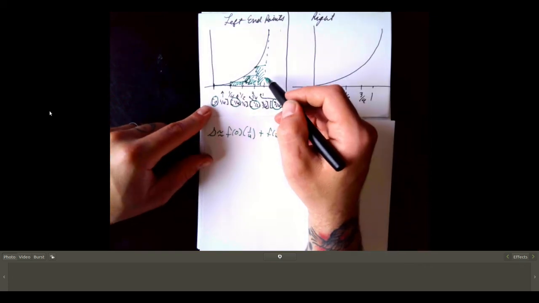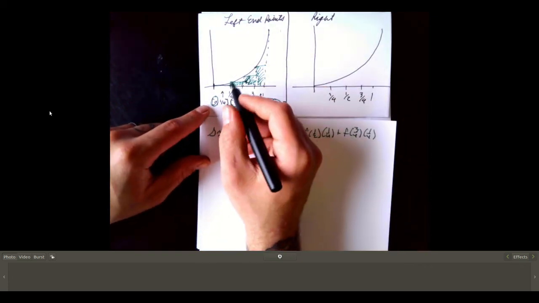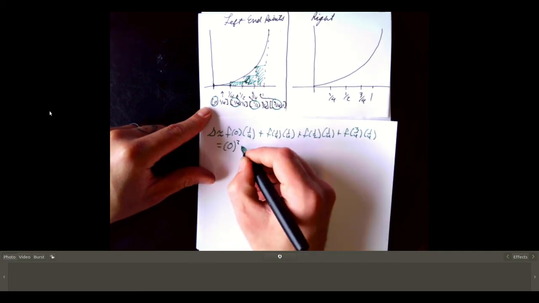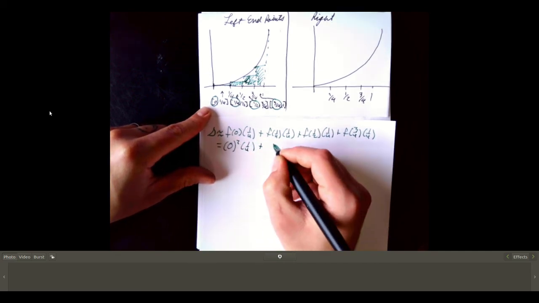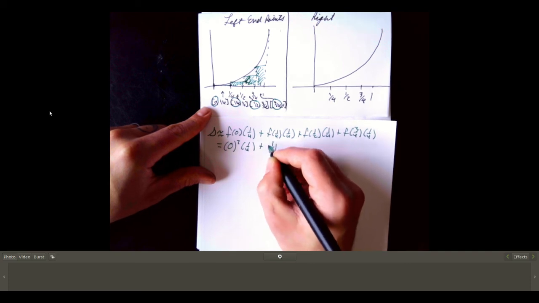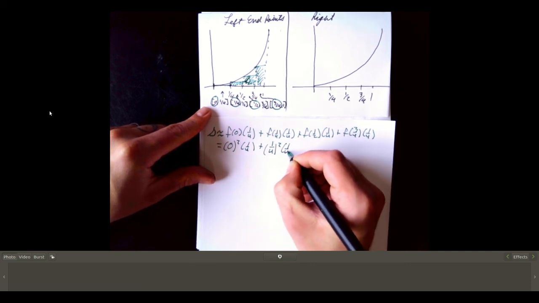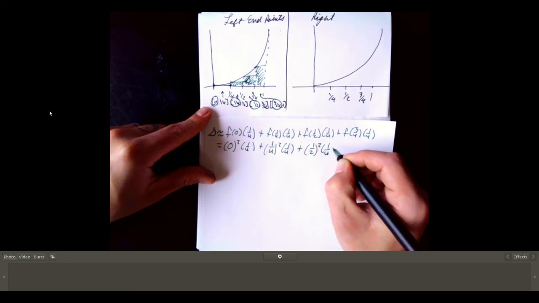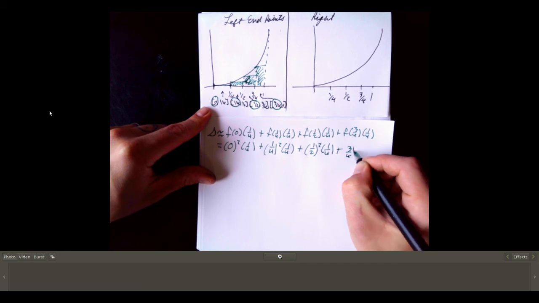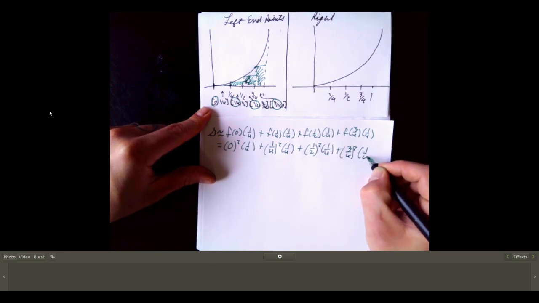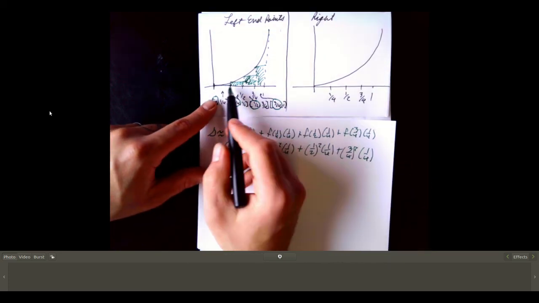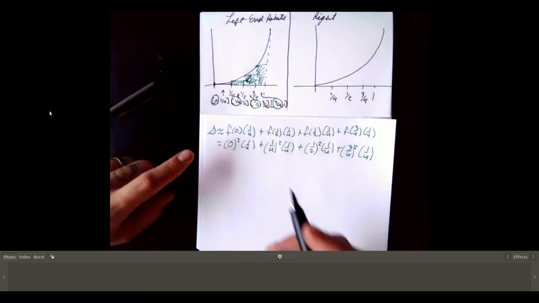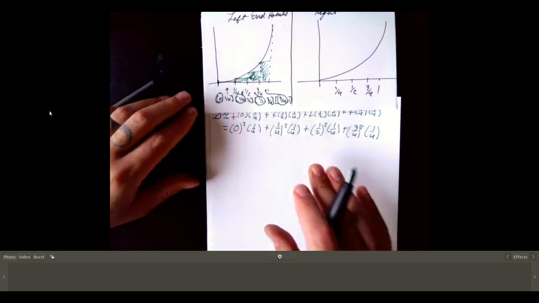Looking at the picture, we're just going to add, well, we're really adding 4, but f of 0 is 0 squared times 1/4 plus 1/4 squared times 1/4 plus 1/2 squared times 1/4 plus 3/4 squared times 1/4. So it's really 4 squares, it's just one of them has a height of 0. So let's figure out what we think S is.